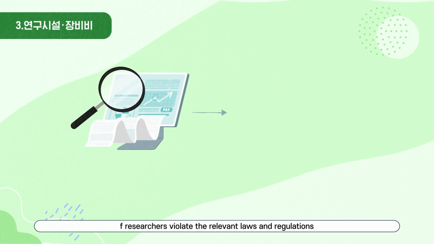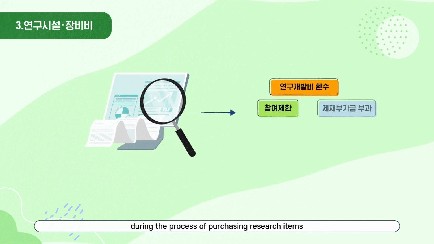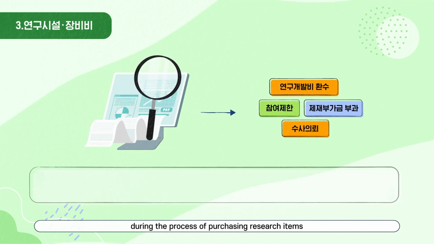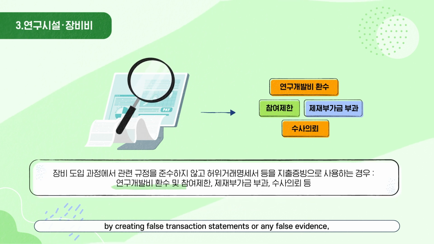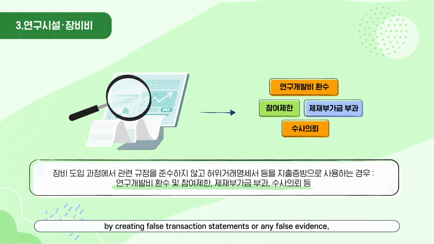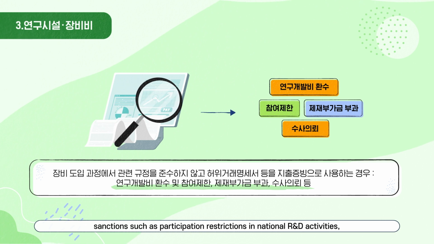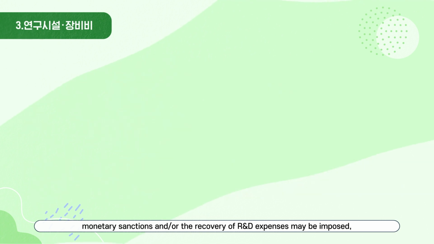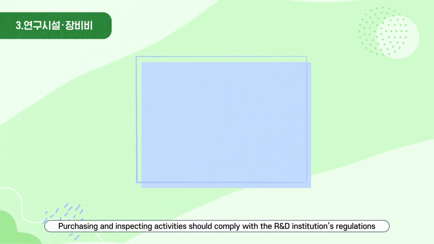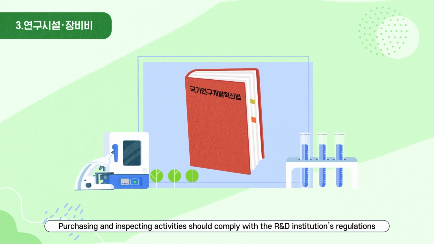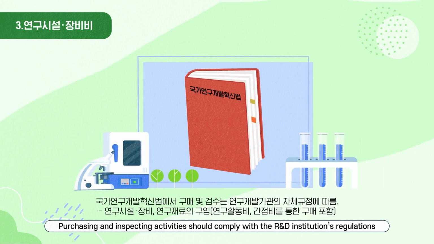If researchers violate the relevant laws and regulations during the process of purchasing research items by creating false transaction statements or any false evidence, sanctions such as participation restrictions in national R&D activities, monetary sanctions, and/or the recovery of R&D expenses may be imposed, and a request for police may follow. Purchasing and inspecting activities should comply with the R&D institution's regulations according to the National Innovation R&D Act.